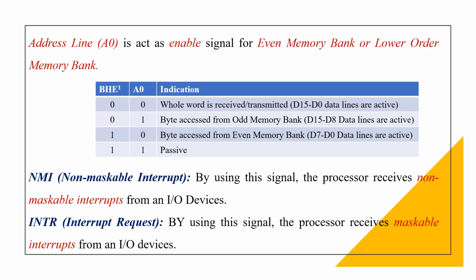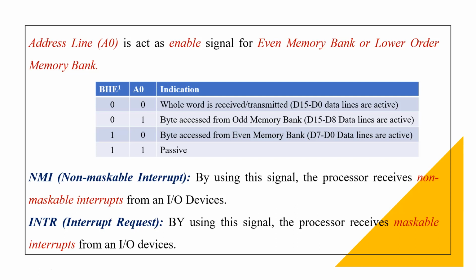The combination of BHE bar along with address line A0 gives the information regarding whether we are accessing a single memory location from the memory, or two locations from the memory. Here address line A0 acts as the enable signal for the even memory bank or lower order memory bank. We know that our 8086 supports 1 MB of memory that is organized into two physically available memory banks: the odd memory bank and the even memory bank. Each memory bank size is equal to 512 kilobytes.